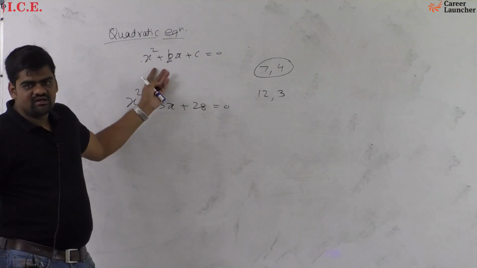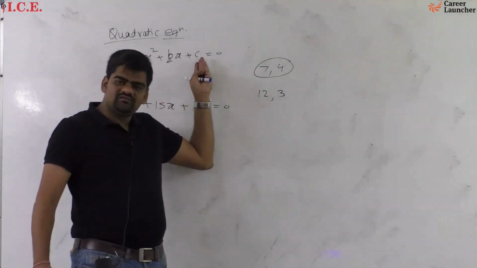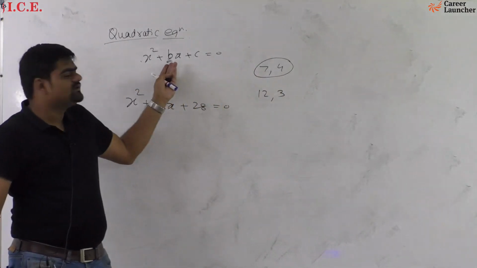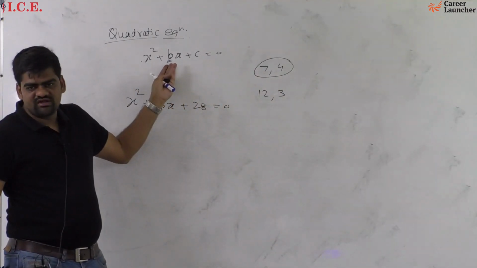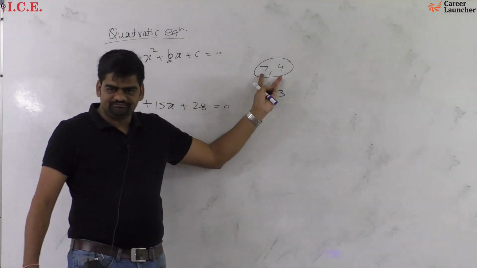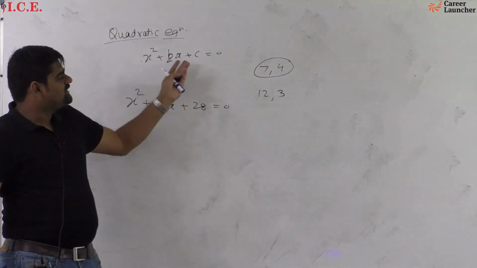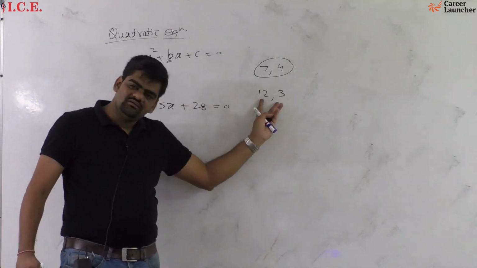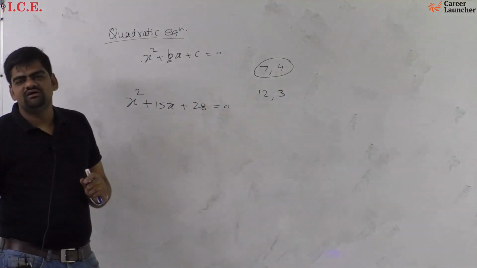A person made a mistake in writing the constant term of a quadratic equation and got the roots as 7 and 4. Another time, he made a mistake in writing down the coefficient of x and got the roots as 12 and 3. Find the actual roots of the equation.